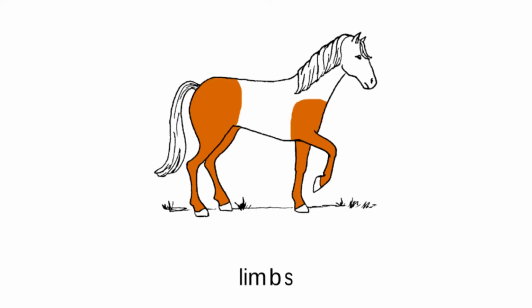Mammals use their limbs for walking, running, swimming, crawling, and swinging. Most land mammals have 4 limbs. Ocean mammals have fins or flippers instead of legs or arms. So that covers the parts of a mammal. Now we're going to cover the vital functions of a mammal.